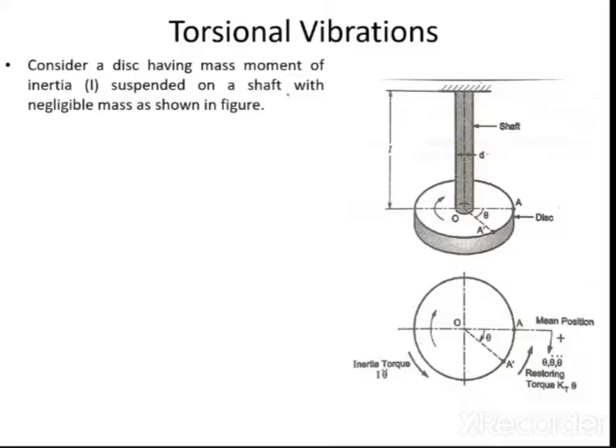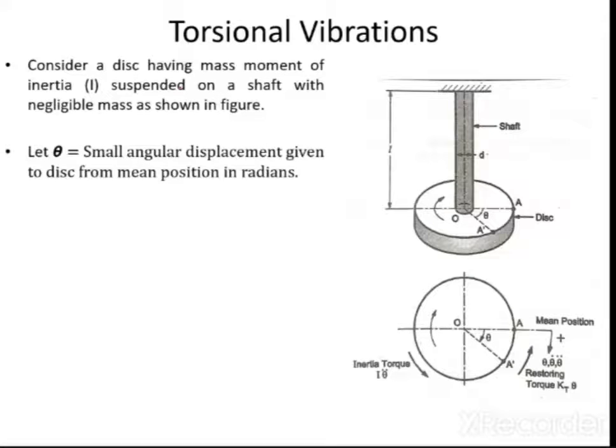Consider a disk having a mass moment of inertia I suspended on a shaft. Let us say d is the diameter of the shaft and l is the length of the shaft. I is the mass moment of inertia of the disk. Now you know that this system is in a static equilibrium position. Now we have to apply some initial displacement.